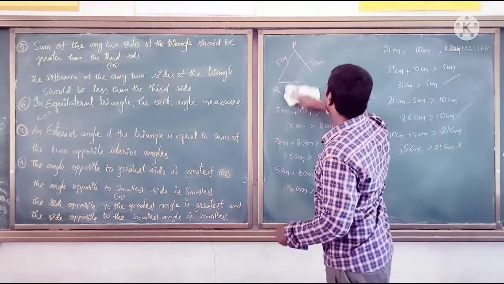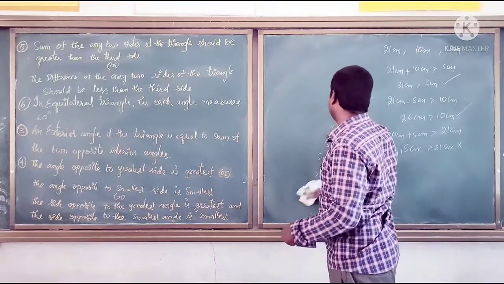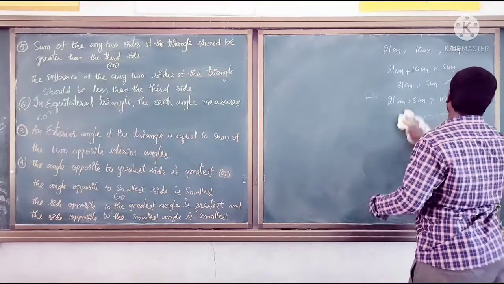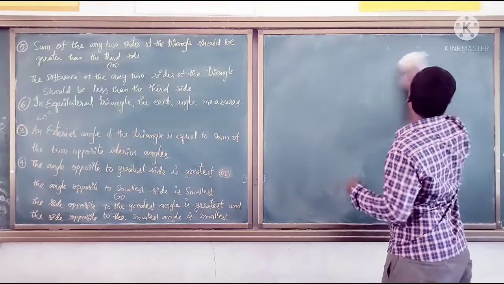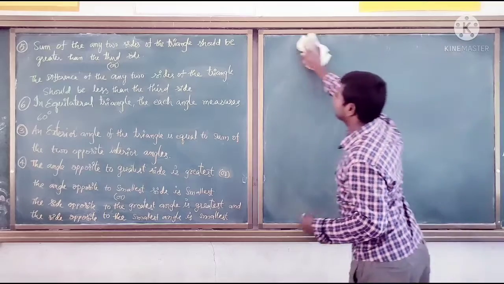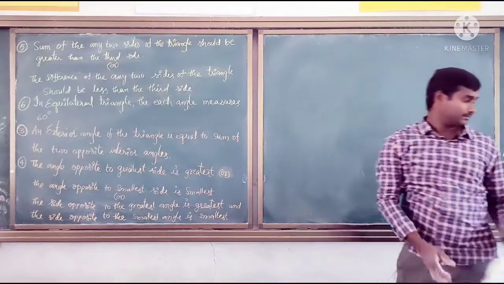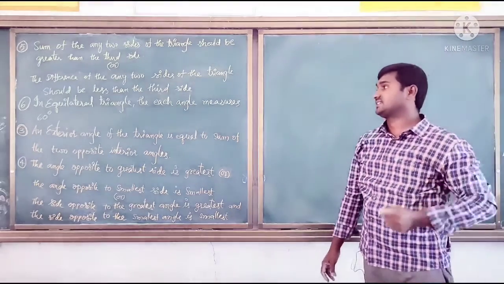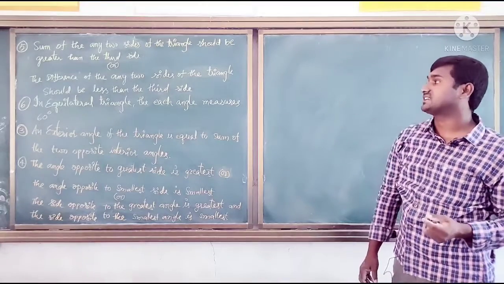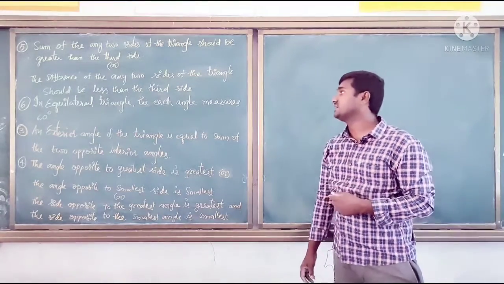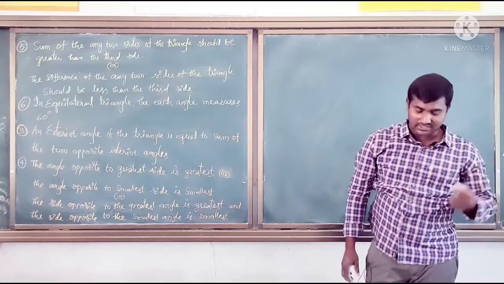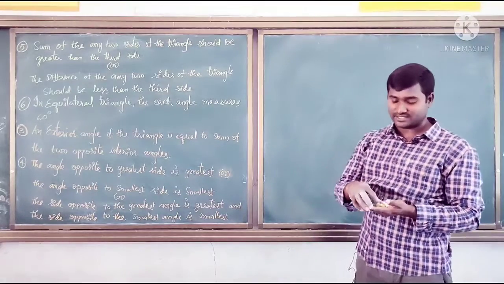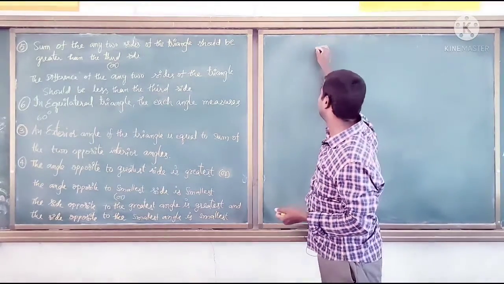Next property we have, property number 6. In an equilateral triangle, each angle measures 60 degrees. In an equilateral triangle, each angle measures how many degrees? 60 degrees. So what is meant by an equilateral triangle?